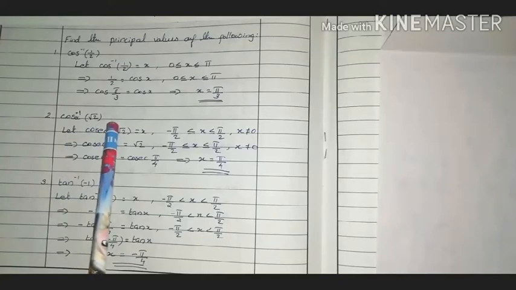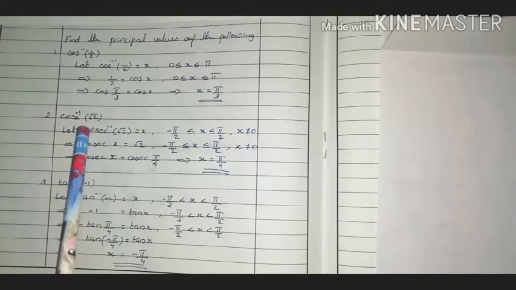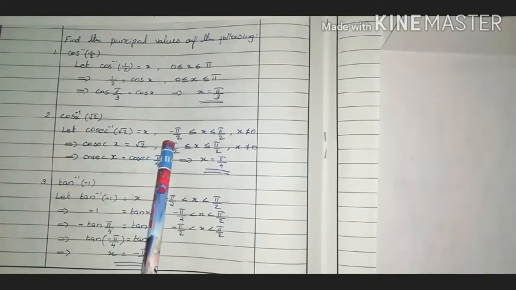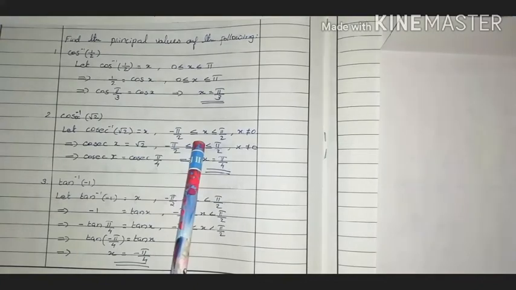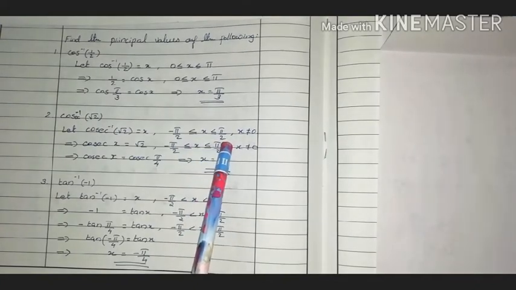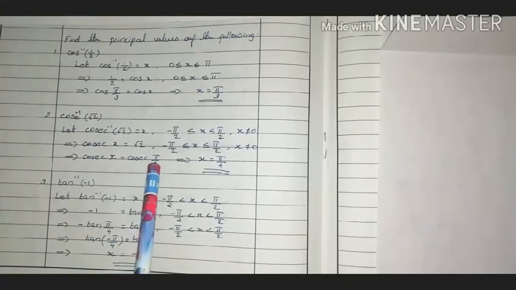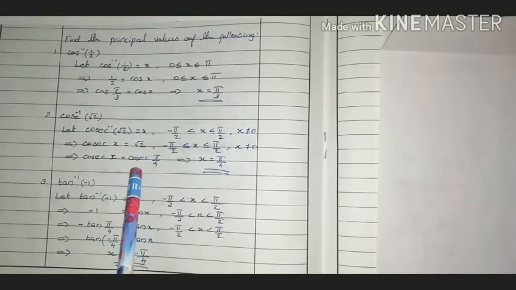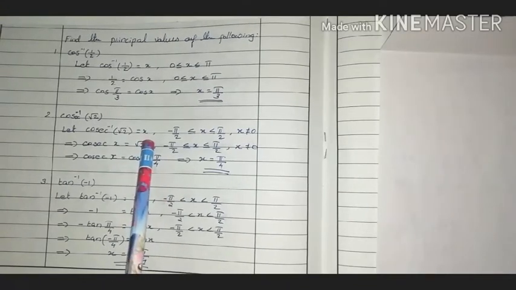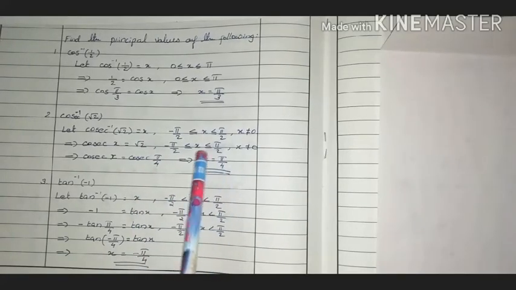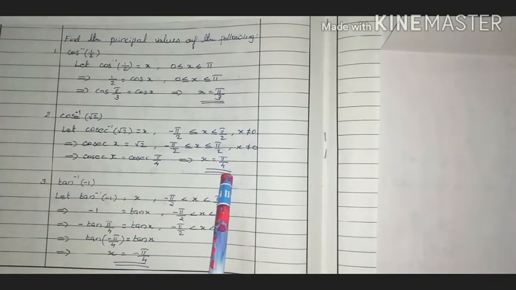Second question, cosec inverse root 2. Same method we can follow. Let cosec inverse root 2 is equal to x. Here principal values are minus pi by 2 less than or equal to x less than or equal to pi by 2, x not equal to 0. Transpose, then you will get cosec x is equal to root 2. We know that cosec pi by 4 is root 2. So you can write cosec x is equal to cosec pi by 4. The corresponding principal value is x is equal to pi by 4.